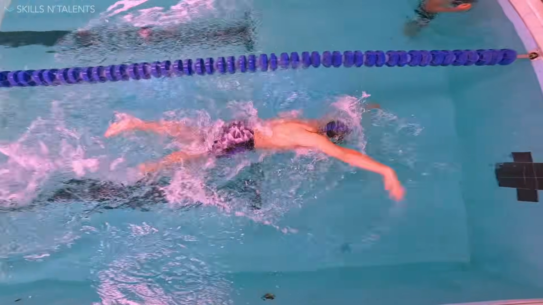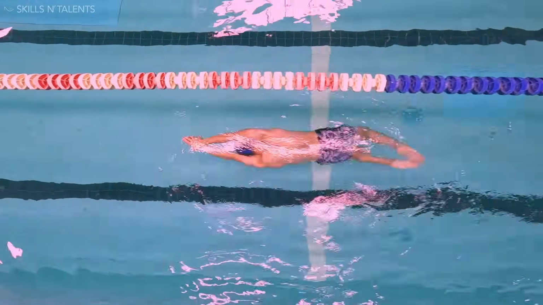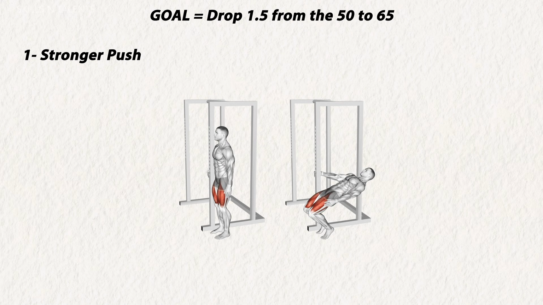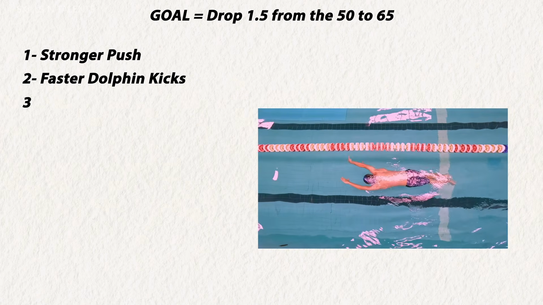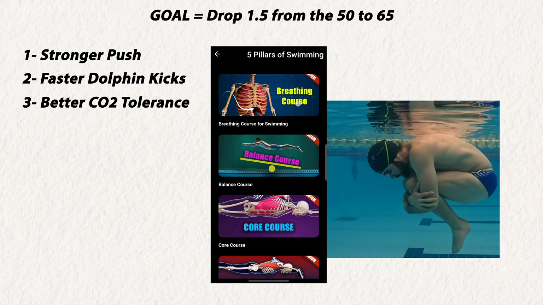We have made a lot of improvements in the last 9 months, but we still have a long way to go. Three main things to work on here. One, a stronger push from the wall. I'm thinking CC squats and more flip turn practice. Two, faster dolphin kicks, which we already talked about. And three, better CO2 tolerance. More breath work in and out of the pool.